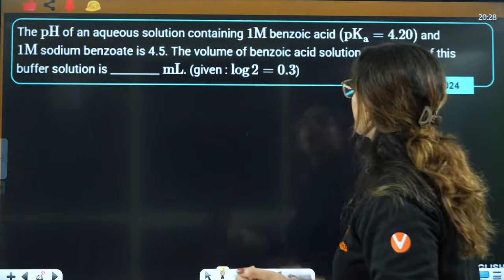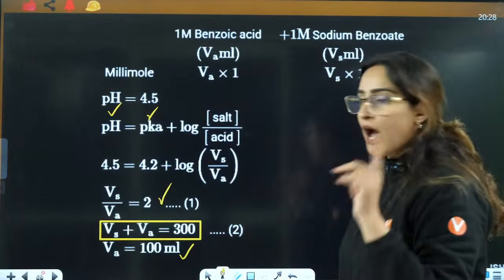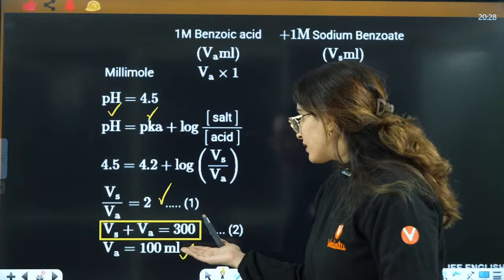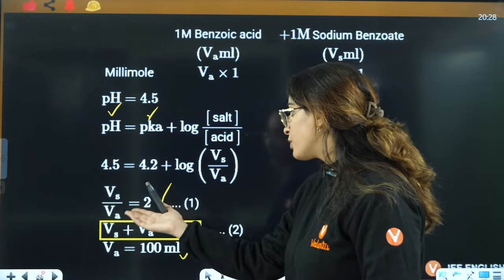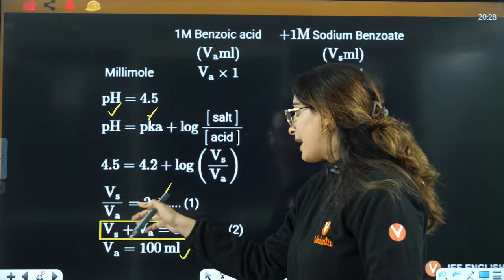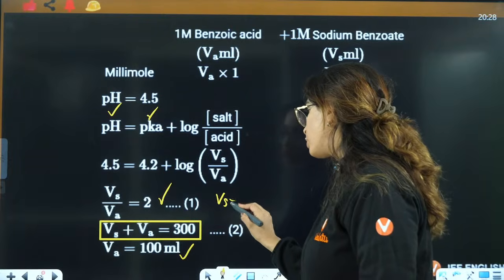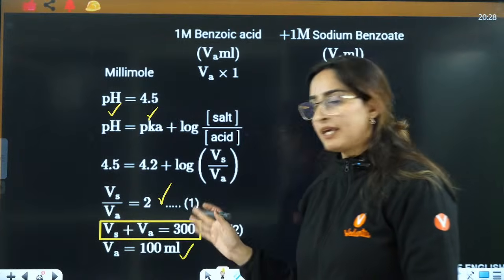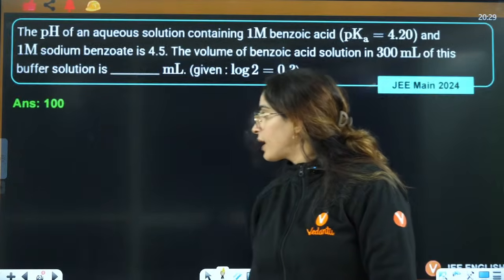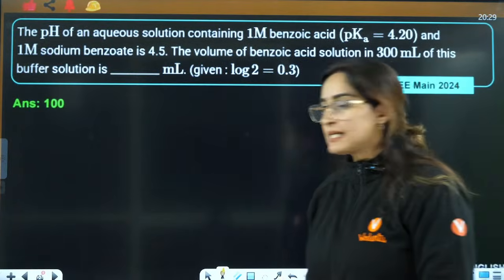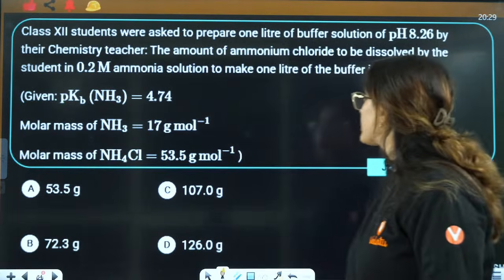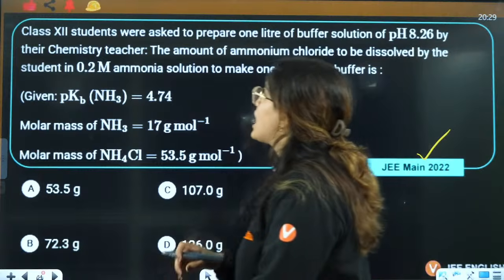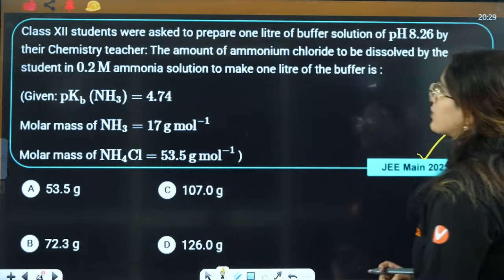Solve this and you will get the value of what they are asking. They are asking the volume of benzoic acid, that means you have to solve for Va, that is acid. So you can take the volume of salt, Vs is equal to 2 of Va, put it there and you will get the value of Va. Okay, understood? Quite a simple question. It is a JEE 2022 question.